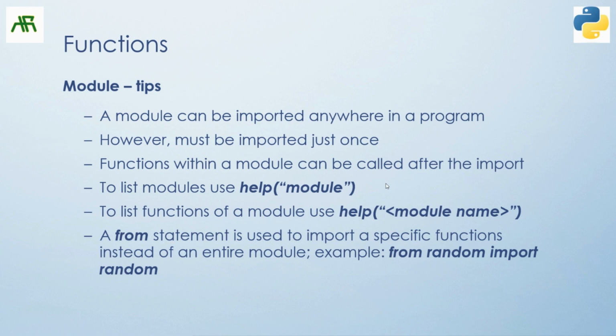A from statement is used to import a specific function instead of an entire module. Remember, as I mentioned earlier, a particular function of a module alone can be imported and used instead of importing the entire module. A from statement helps you do that. The syntax is from the module name, import the function. The sample given is from random, import random. Here, both module and function names are random. Similarly, for any function as part of a module, you say from the module name, import the function name.